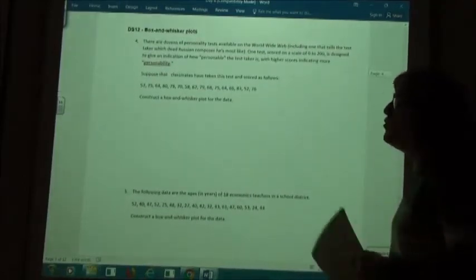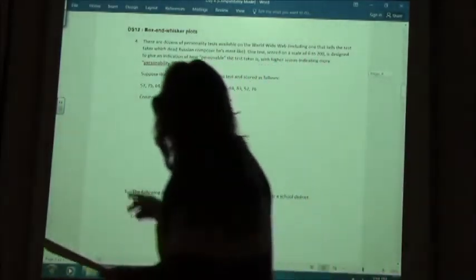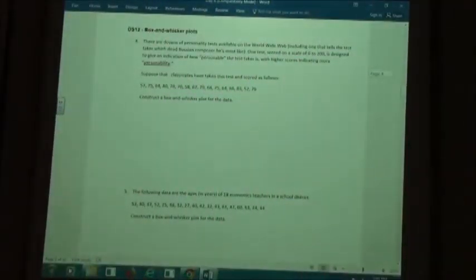The next one, we are doing what's called a box and whiskers plot. When we do a box and whiskers plot, the first thing we have to do is get our data in order. So either in Excel or on your graphing calculator, we want to sort our data. So, whichever one you prefer, type all those numbers in.